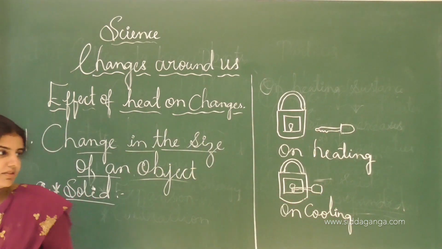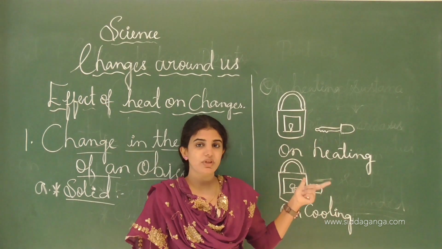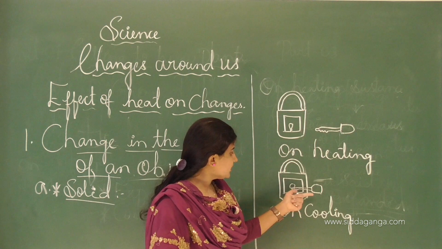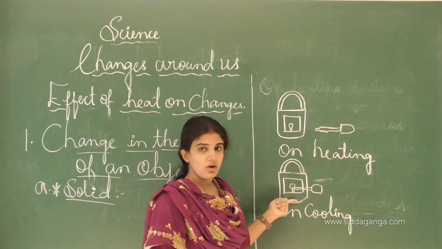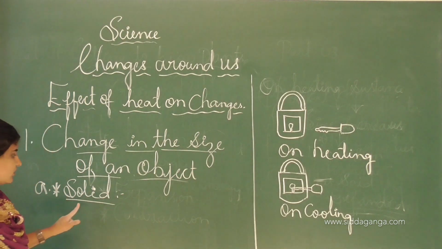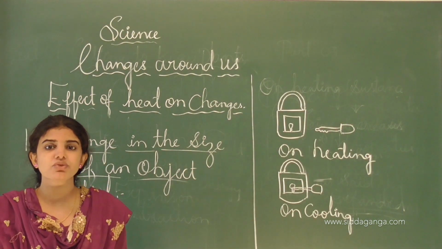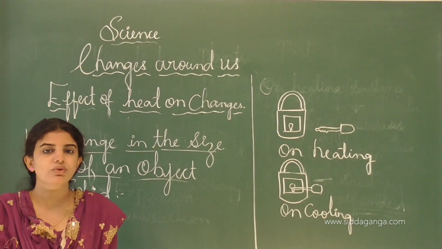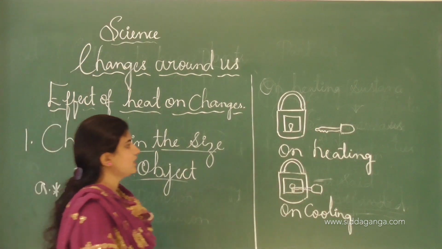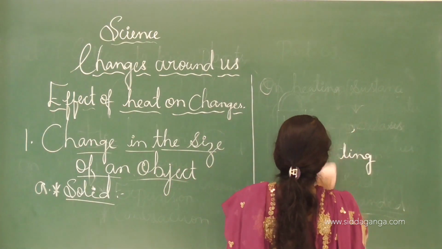See, this is how on heating the key will expand so that it won't fit into the lock, and on cooling it easily fits in the lock. See, most solid objects expand on heating and come back to the original size on cooling. One more example is there. This is one of the examples of solid objects.